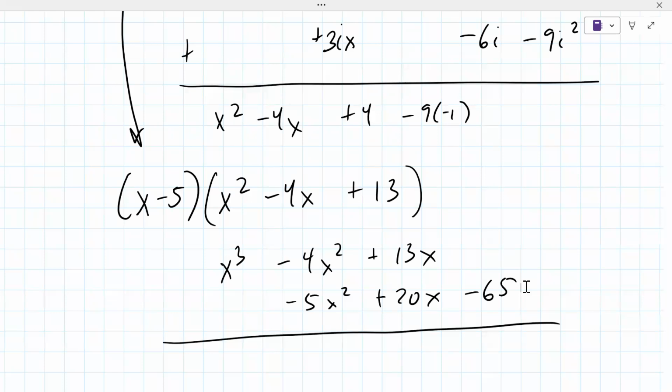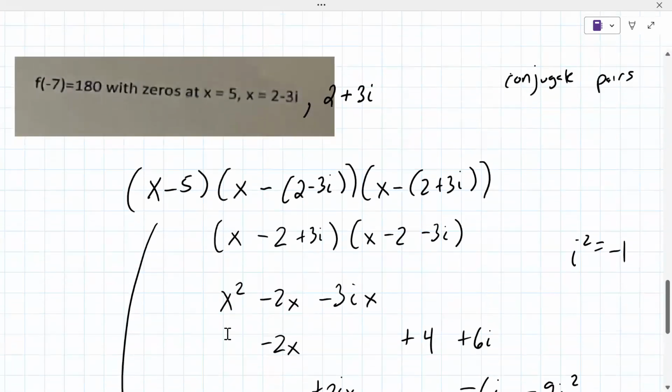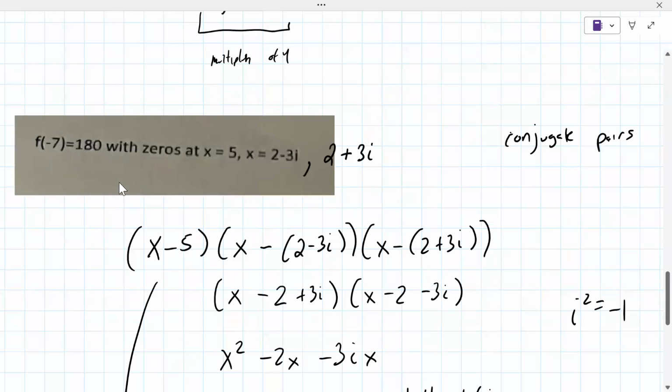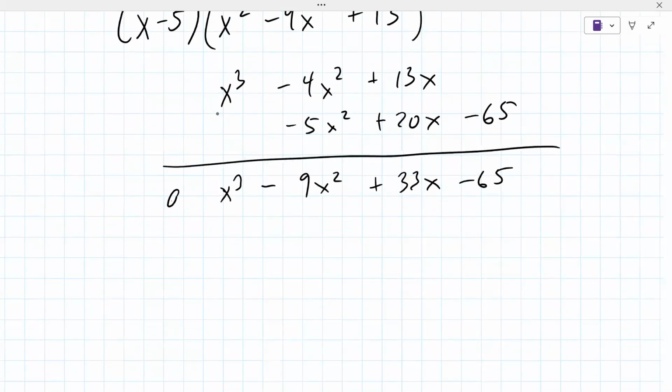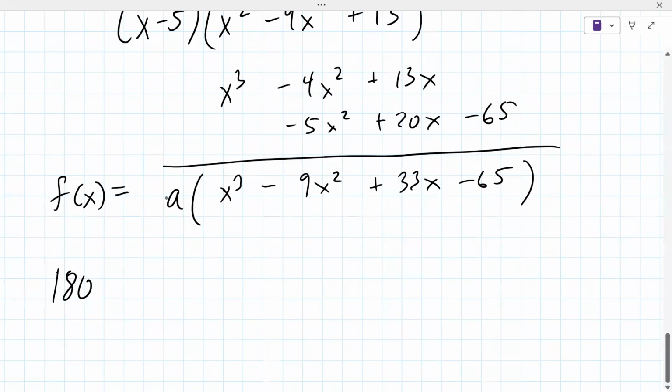So x cubed minus 9x squared plus 33x minus 65. And you might think, I'm done. You're not. See how it's got this f of minus 7 equals 180? Yes. So there's really what's called an a out in front, or I guess we'll call this f of x. So it's an initial condition and it allows you to solve for the value of a.